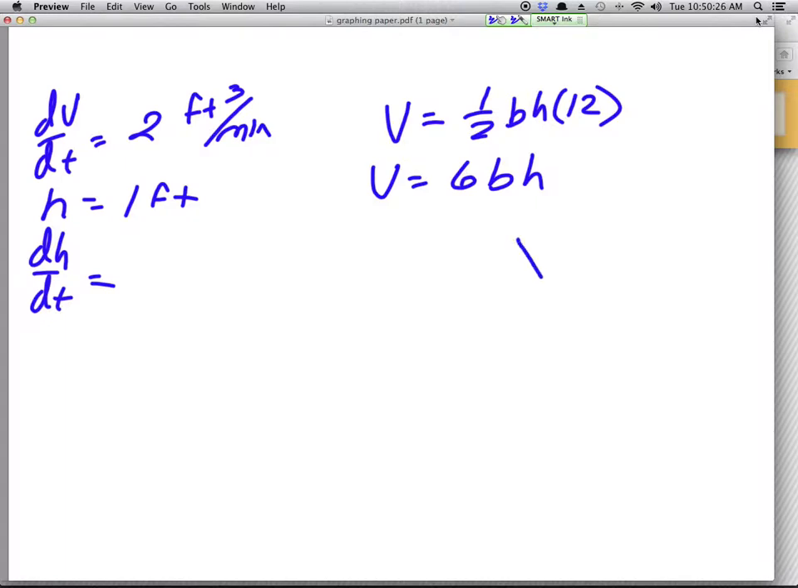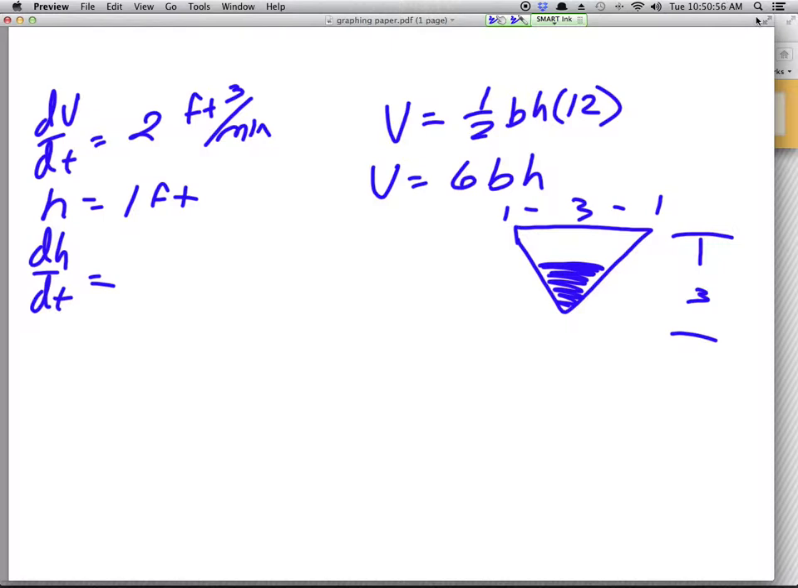We've got a triangle right here. It's 3 feet across, and 3 feet deep. So as this thing fills up, what's happening to the base and the height? They're staying proportional. What is that proportion? 1 to 1. So that means the base is always going to be equal to the height.